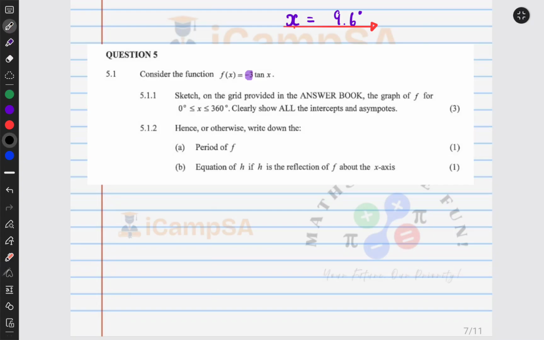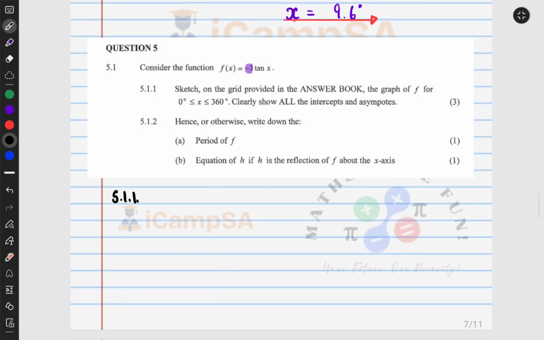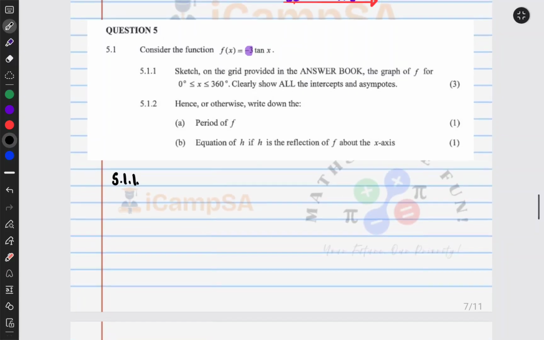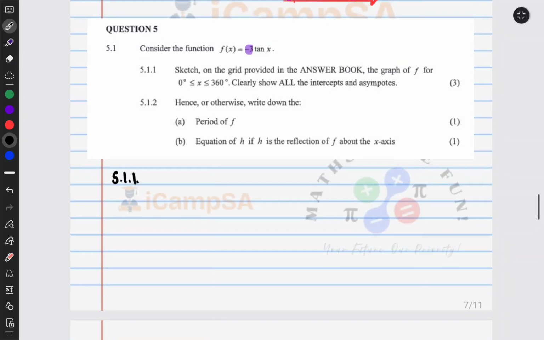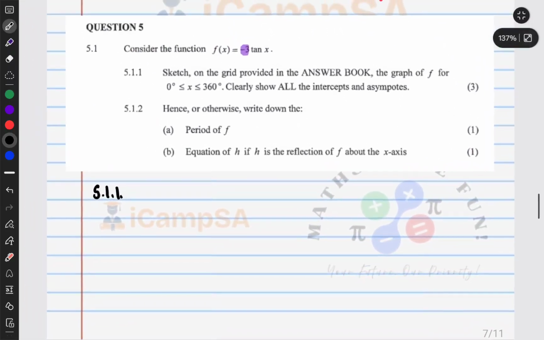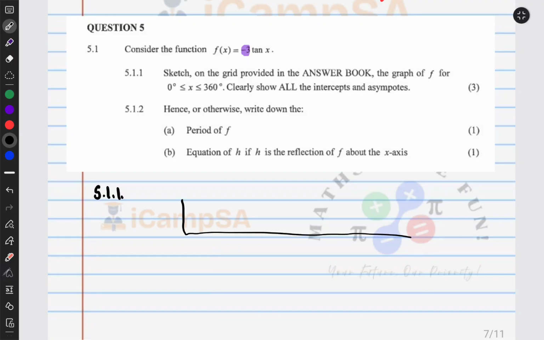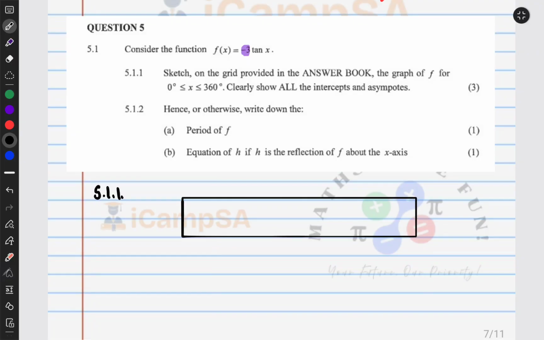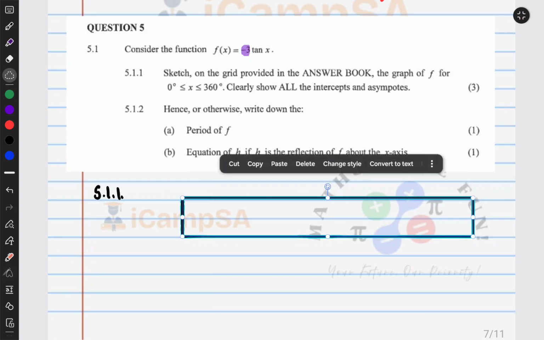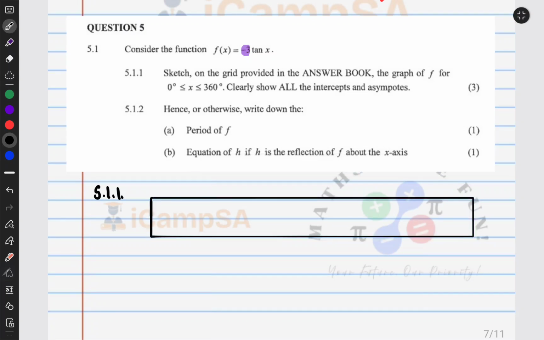Let's go ahead and do 5.1.1. So sketch on the grid provided in the answer book the graph of f for the range of 0 to 360 degrees. Clearly show all intercepts and asymptotes. Okay, so this is a tangent function, and in order to sketch the graph, let's quickly do a table.